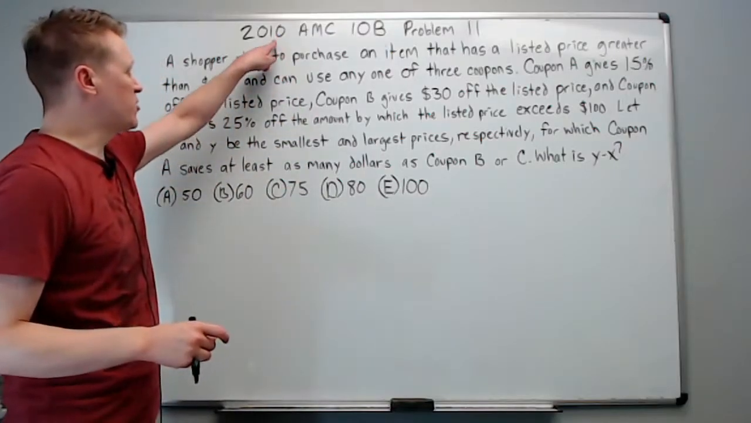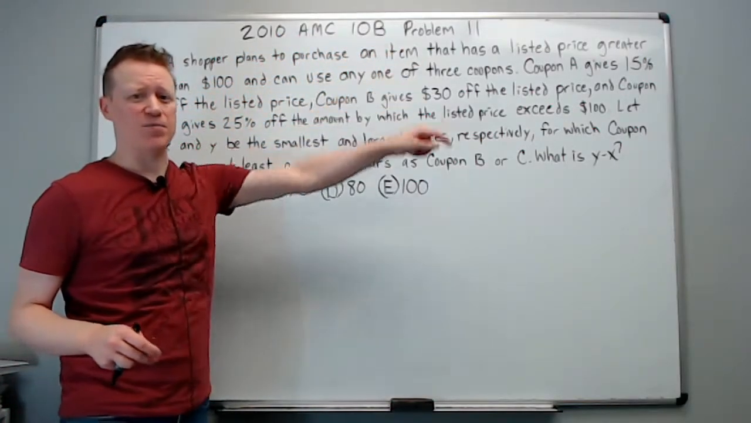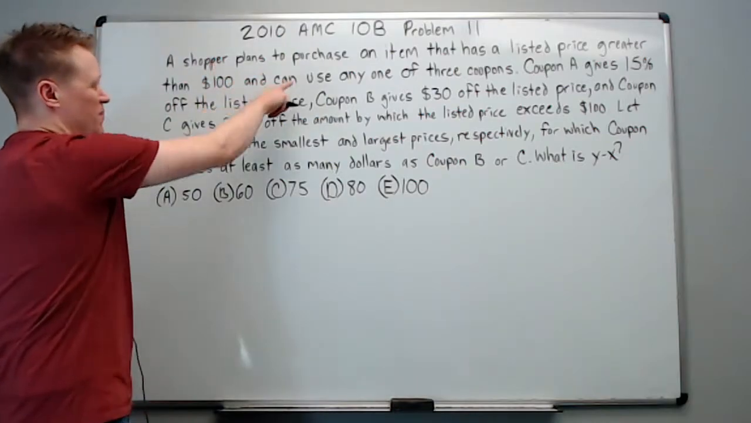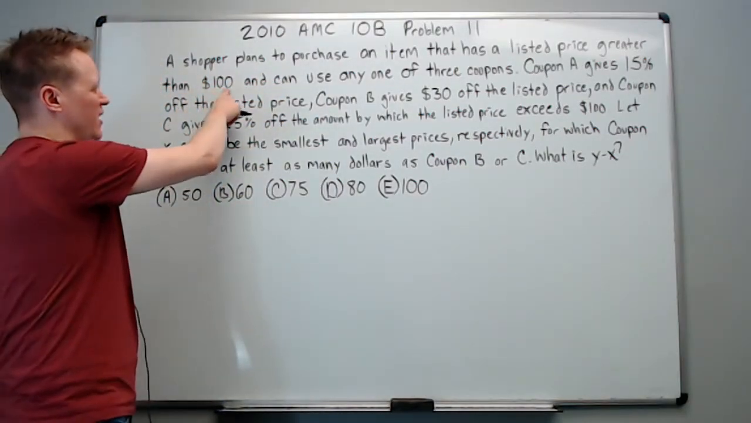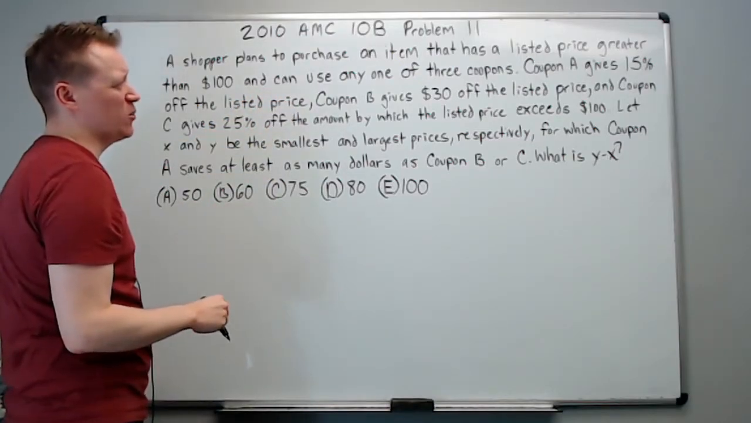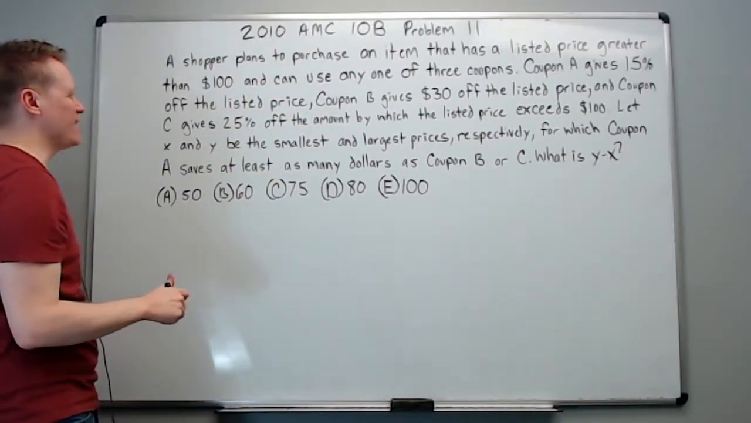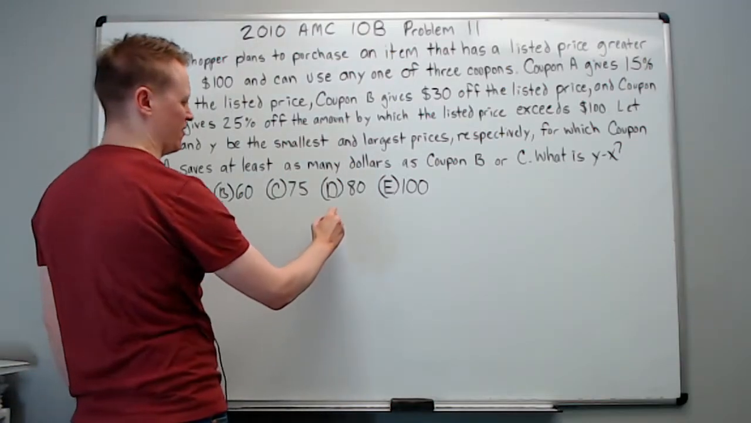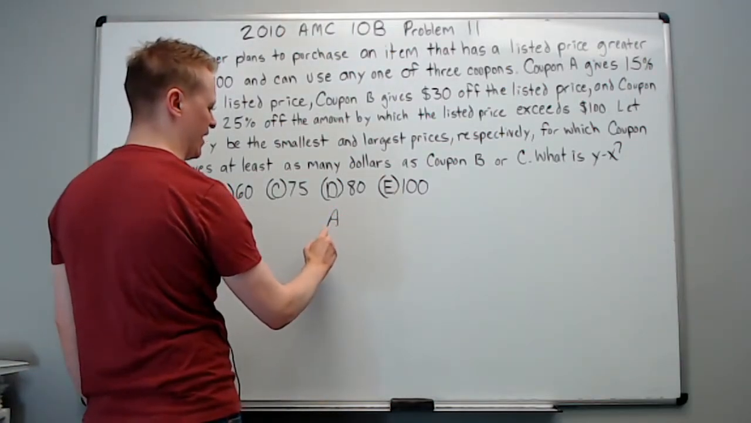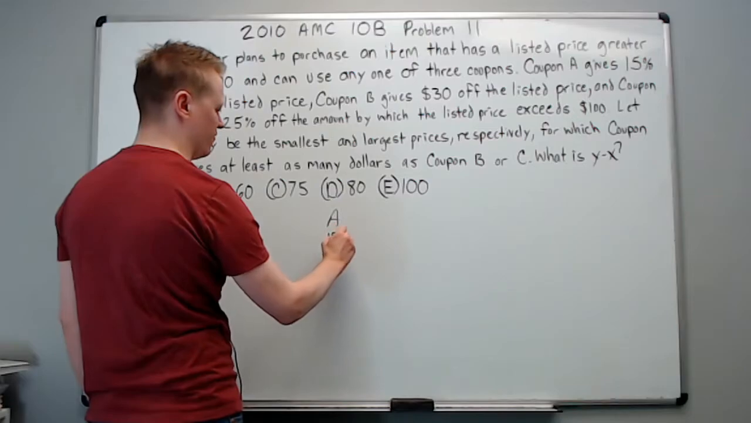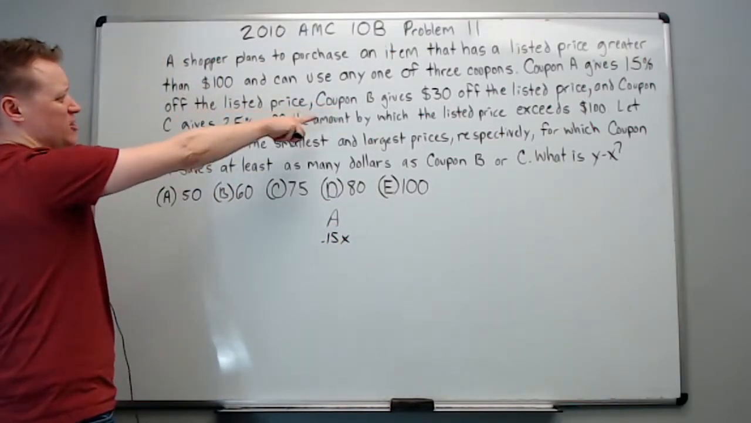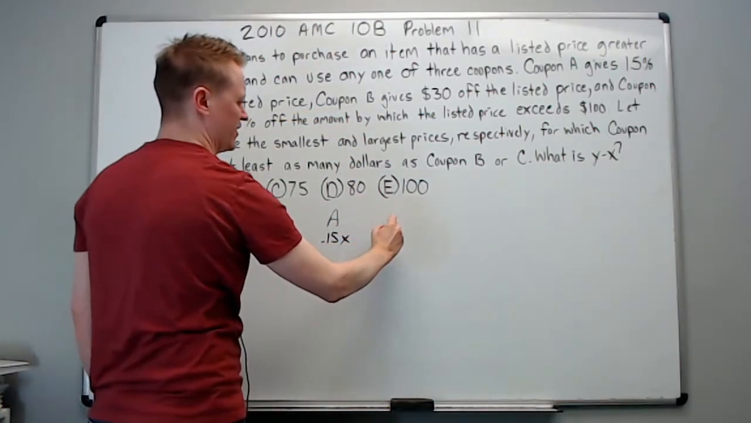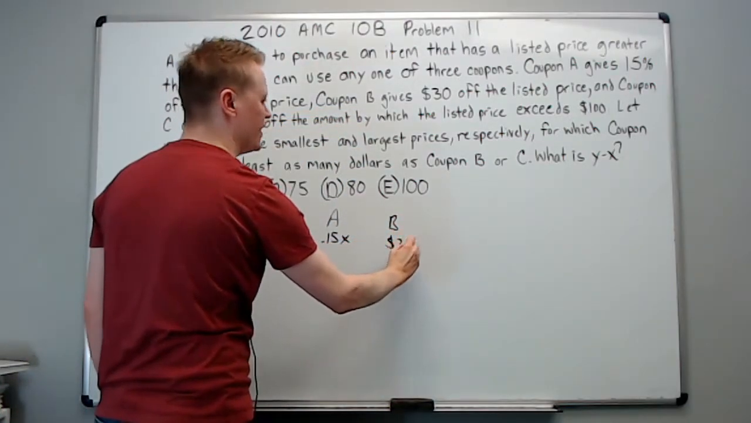All right, so here we are with the 2010 AMC 10B problem 11. A shopper plans to purchase an item that has a listed price greater than $100 and can use any one of three coupons. Coupon A gives 15% off the listed price. So we'll put A and 0.15x. We'll just call the price X. Coupon B gives $30 off the listed price, so it's a flat 30.